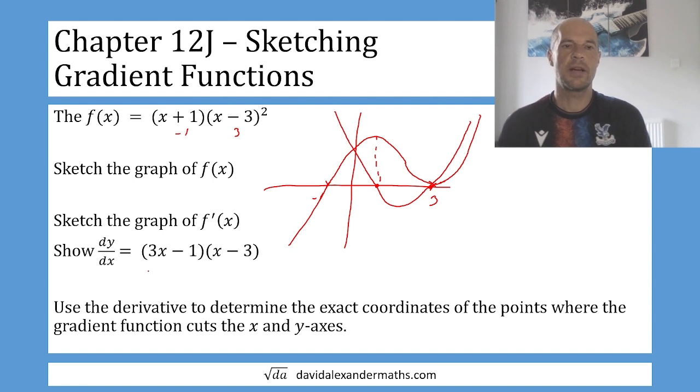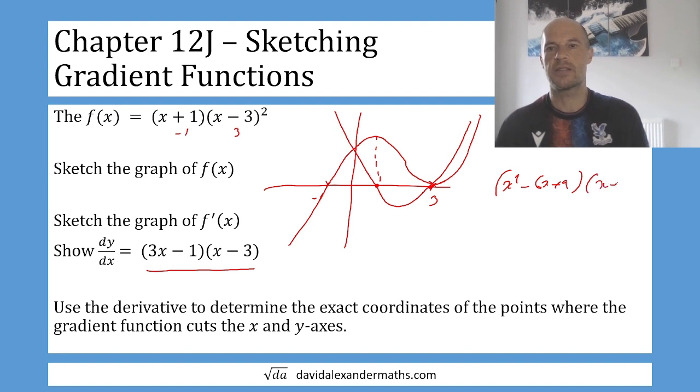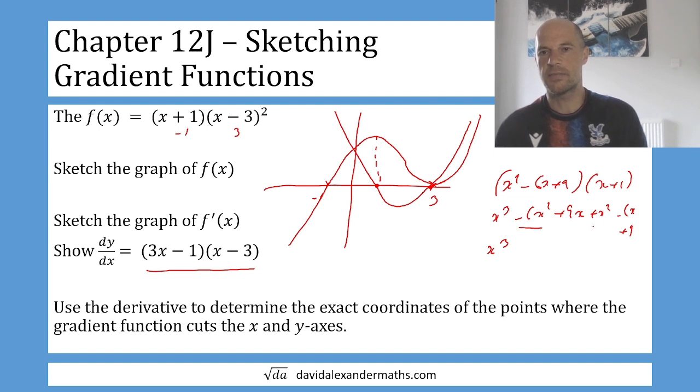Okay, so show that dy by dx is this stuff here. So what I'm going to do is expand those brackets. So x minus 3 squared is x squared minus 6x plus 9. And now I just need to multiply that by x plus 1, which will give me x cubed minus 6x squared plus 9x plus another x squared minus 6x plus 9. So just cleaning that up a bit, that's going to be x cubed minus 5x squared plus 3x plus 9.